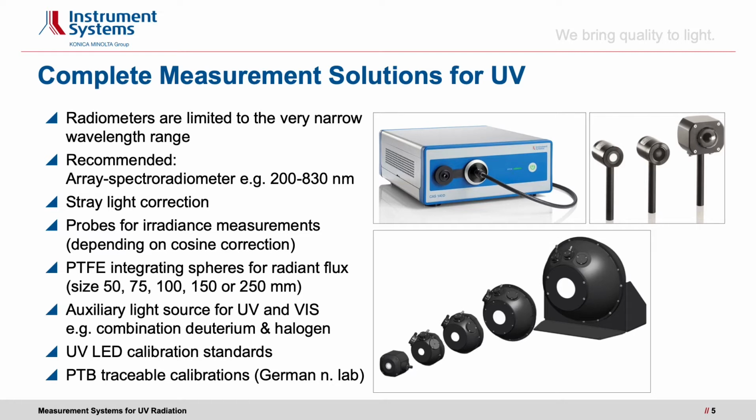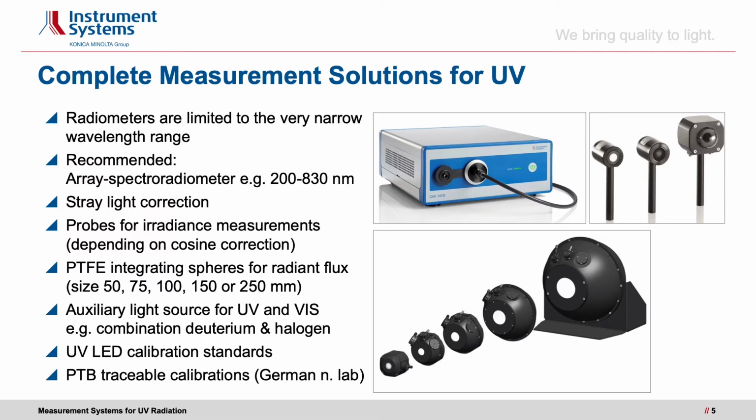The spectroradiometer should perform the stray light correction, which I will show shortly, and depending on which unit you want to measure, for irradiance measurements, different probes depending on the cosine correction quality can be used, and for the radiant flux measurements, integrating spheres made of polytetrafluoroethylene PTFE material with different sizes can be used.